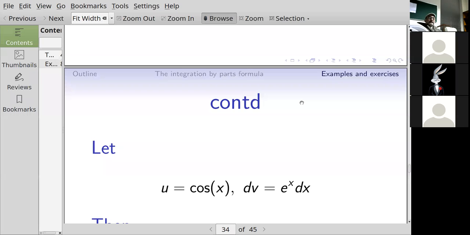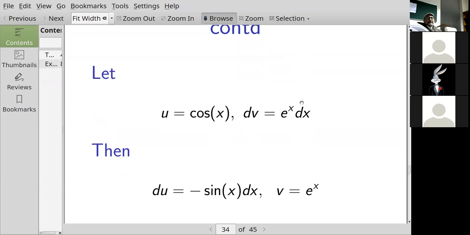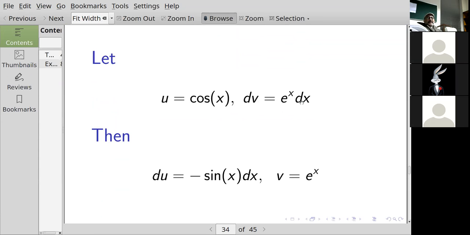Minus sine of x, minus sine of x dx. And if dv is equal to e to the x dx, then v is equal to e to the x. Right. So now we have all the pieces that we need to apply the integration by parts formula.